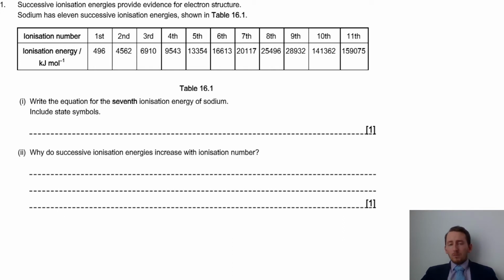So for this we need to make sure that we have them in the gaseous state, and that would be from Na6+ going to Na7+ with that electron there as well. Make sure we've got those gaseous state symbols there as well.